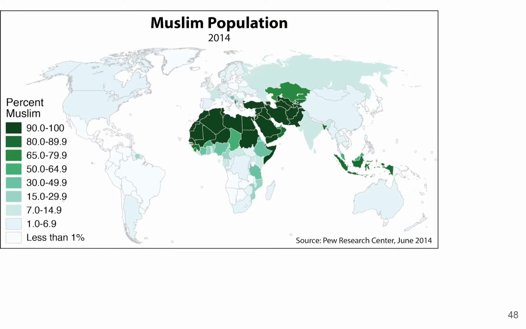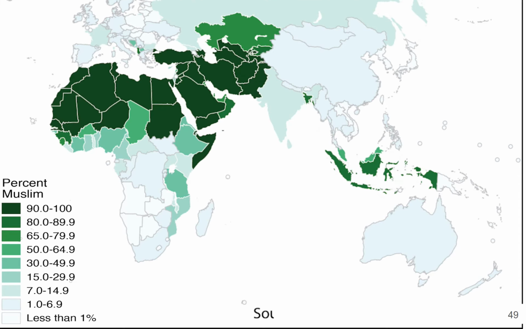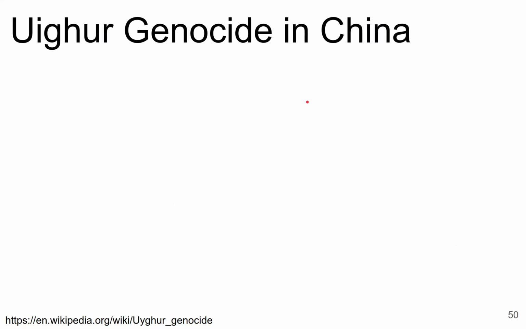Another map showing the same thing, in this case going country by country, percent Muslim. So yeah, North Africa and Southwest Asia and Indonesia and Bangladesh is where the majority of them are. And I wanted to talk about the Uyghur genocide going on in China.